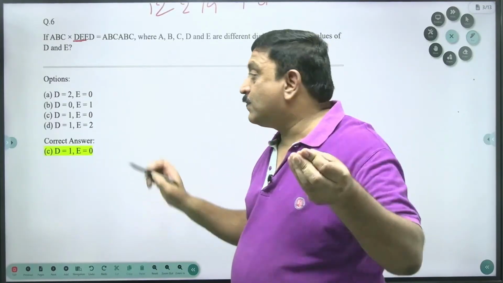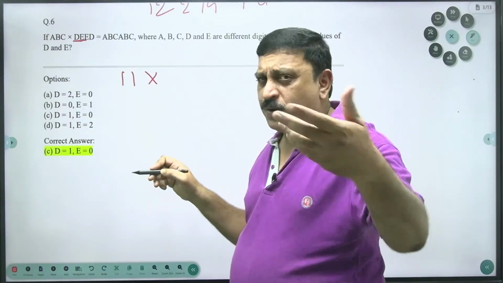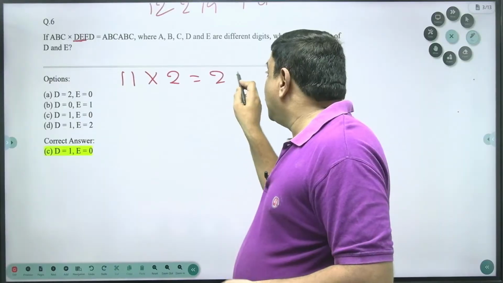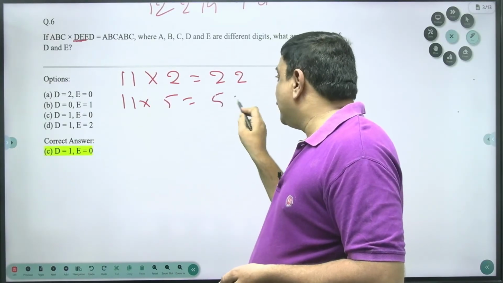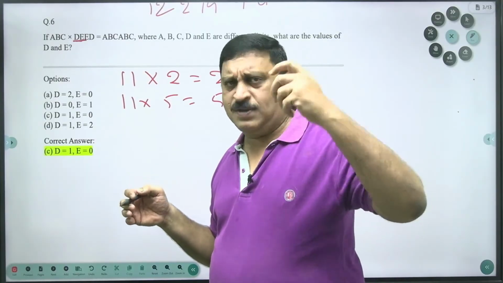You know this one, there is a multiplication of 11, right? What are the tables of 11? 11 2's are 22. Double digit coming. 11 5's are 55. Double digit coming, right? So something everybody knows about the 11th table.